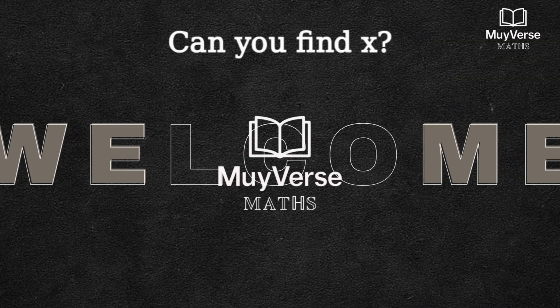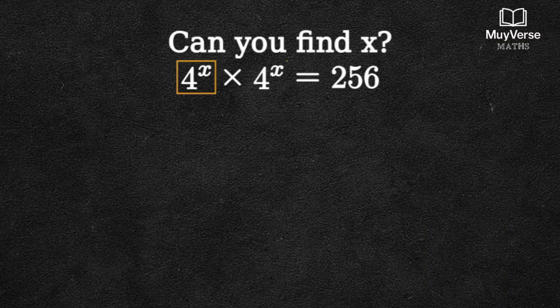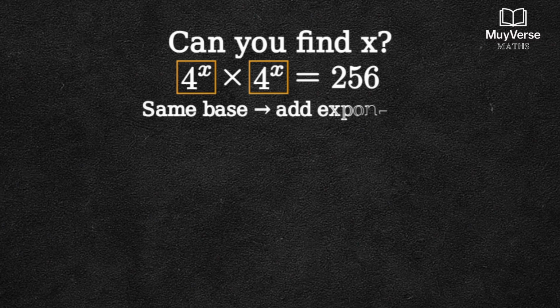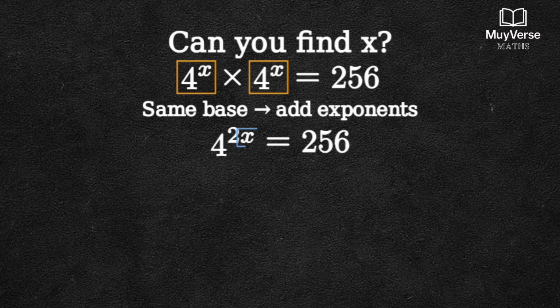Can you find x? We are solving the equation 4 to the x times 4 to the x equals 256. We'll move step by step with quick visual cues. Step 1. When you multiply powers with the same base, you add exponents. So 4 to the x times 4 to the x becomes 4 to the 2x.